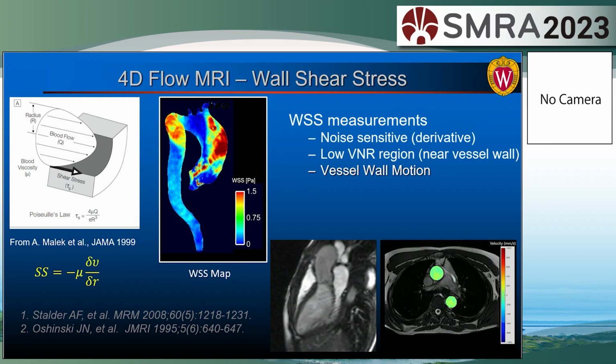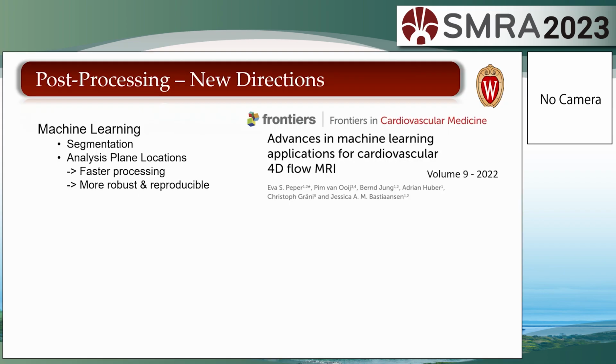It goes back to these movies that I showed you earlier. If you're calculating a derivative with a low VNR in the wall area, that will affect your measurement. So this might be an acquisition where you want to use a very low Venc setting. If that's all you're interested in, that might be better than capturing the peak systolic velocities.